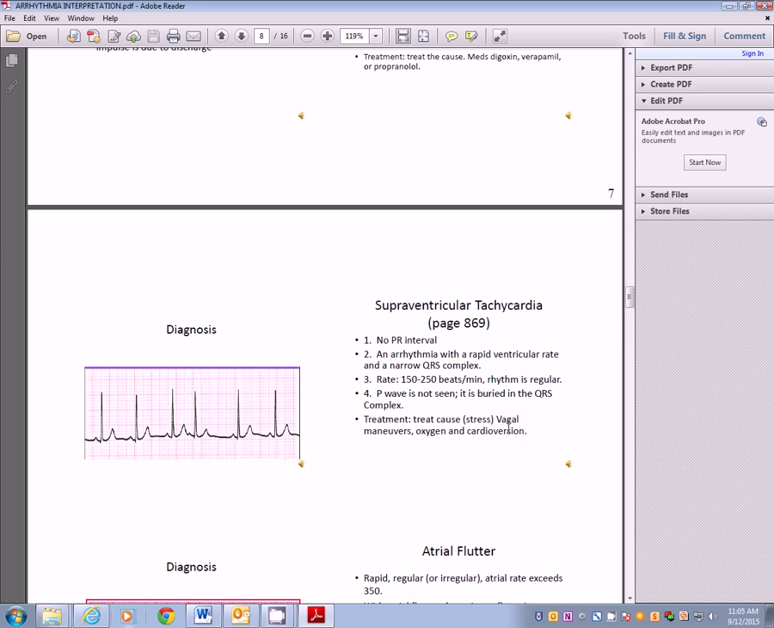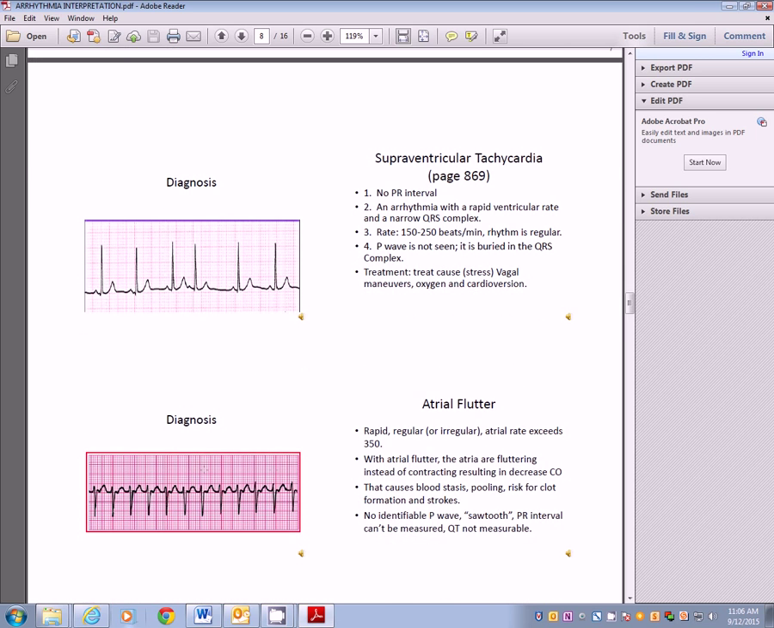Treatment is treat the cause. If it's stress, treat the stress. They may have to do vagal maneuvers to help slow it down, oxygen, and if none of those help, then cardioversion, which we will talk about in a little bit.